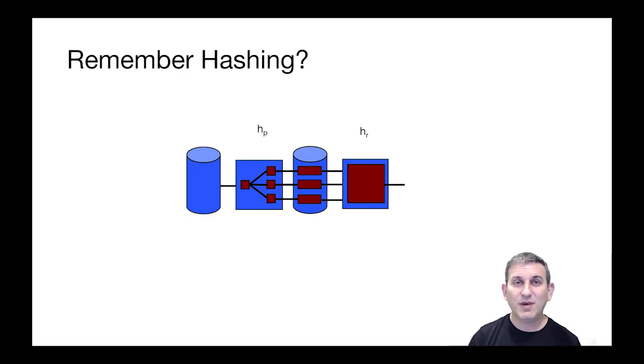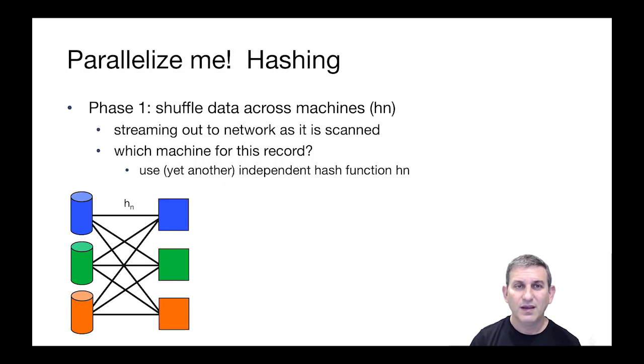Now, let's talk about parallel hashing. You remember our hashing algorithm, right? With its two phases, the first in which we partition with the hash function HP, and the second in which we conquer by building a hash table in memory with a hash function HR for every partition. And we talked about how to parallelize this when we learned hashing.